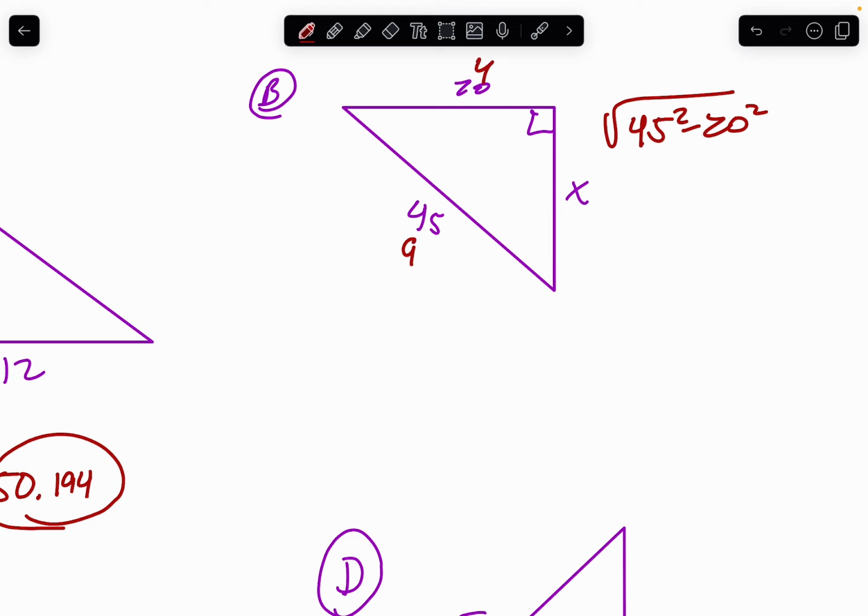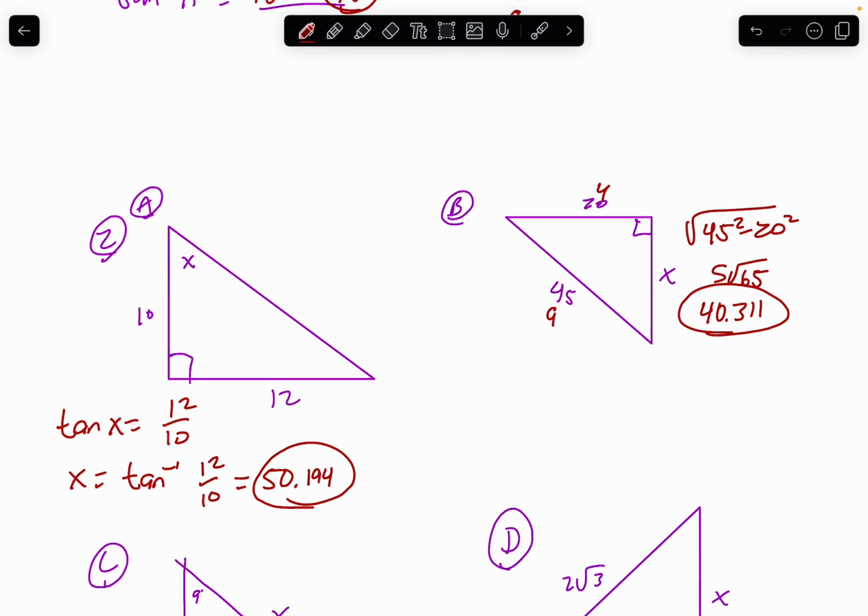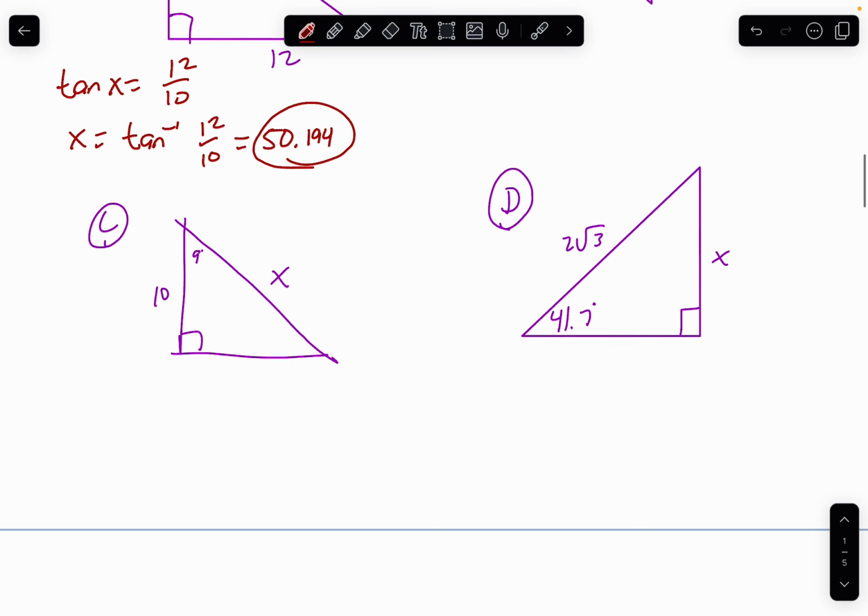So it's not a triple, but you have a calculator. So just type it in. 45 squared minus 20 squared. And that is 5 root 65. And if they said round to the nearest thousandths, I would need to round that to 40.311. So if you know two sides of a right triangle, that's still just Pythagorean theorem.